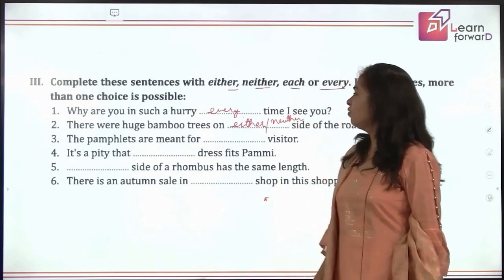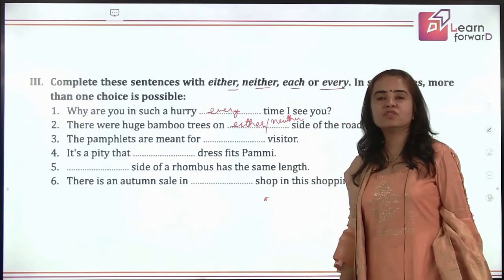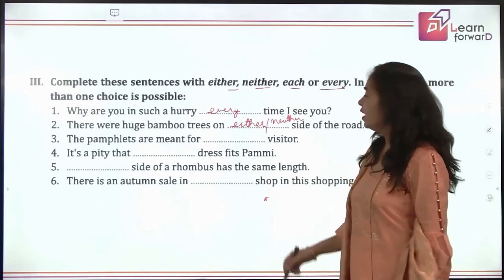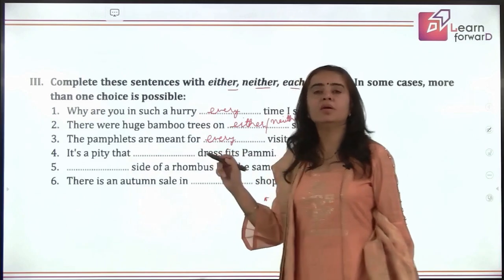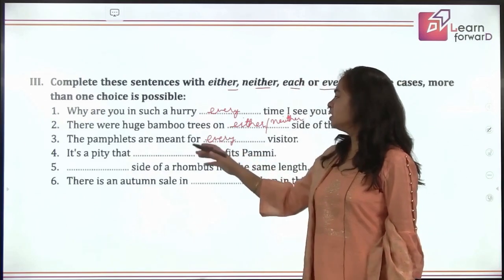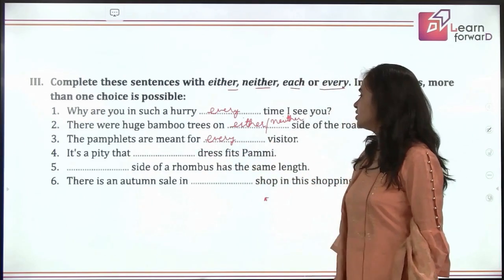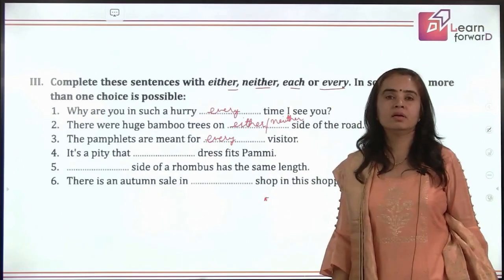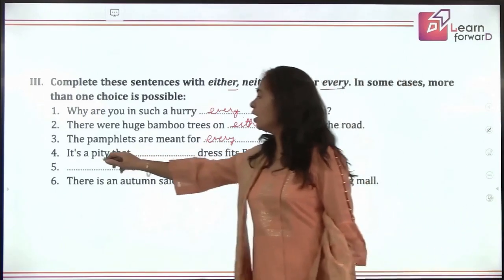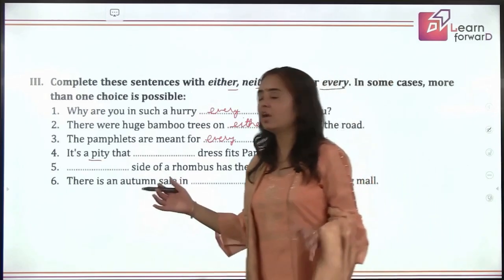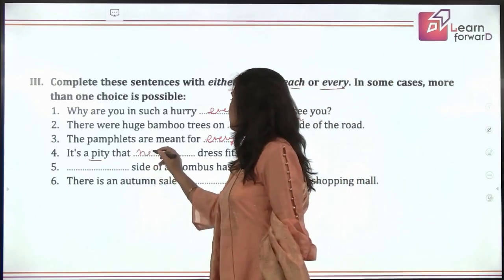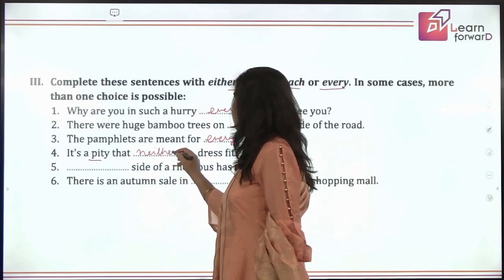Next, the pamphlets are meant for dash visitor. For every visitor is correct because the number of visitors will be big enough. Next, it's a pity that dash dress fits Pummy. Neither dress, because we are talking about pity, that is a negativity here. It means none of them, that neither dress fits Pummy.